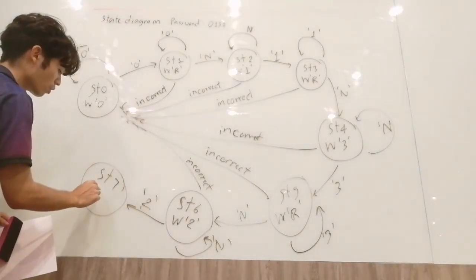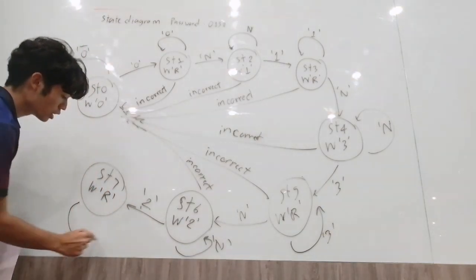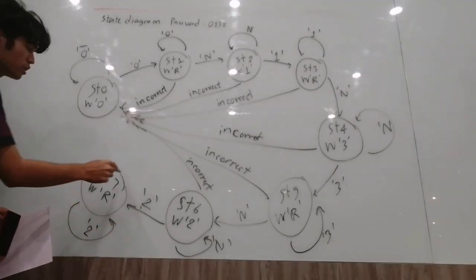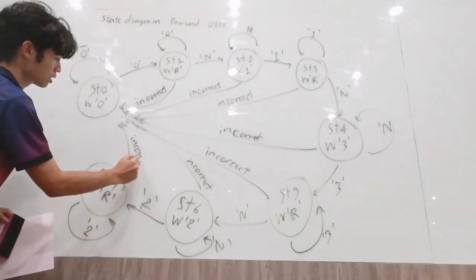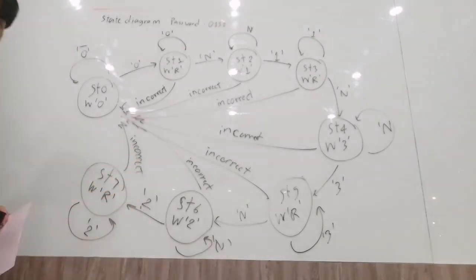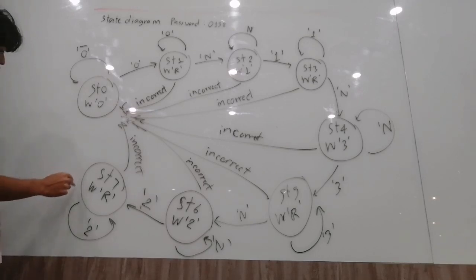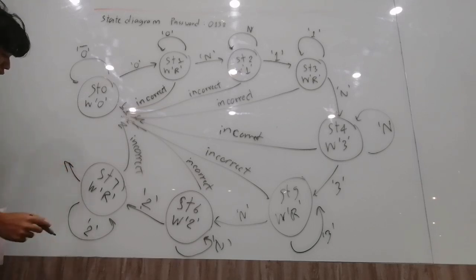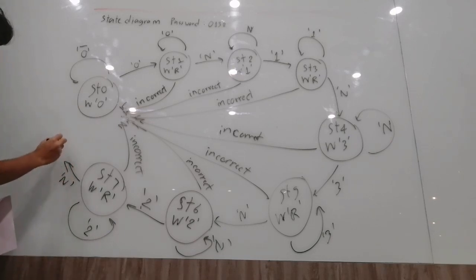State 7 is wait for release of the button. If we still push 2, it's still in this state. And if it's incorrect, it goes to state 0. Incorrect. And the last state is state 8. When we release it, no press, it goes to the last state, state 8.